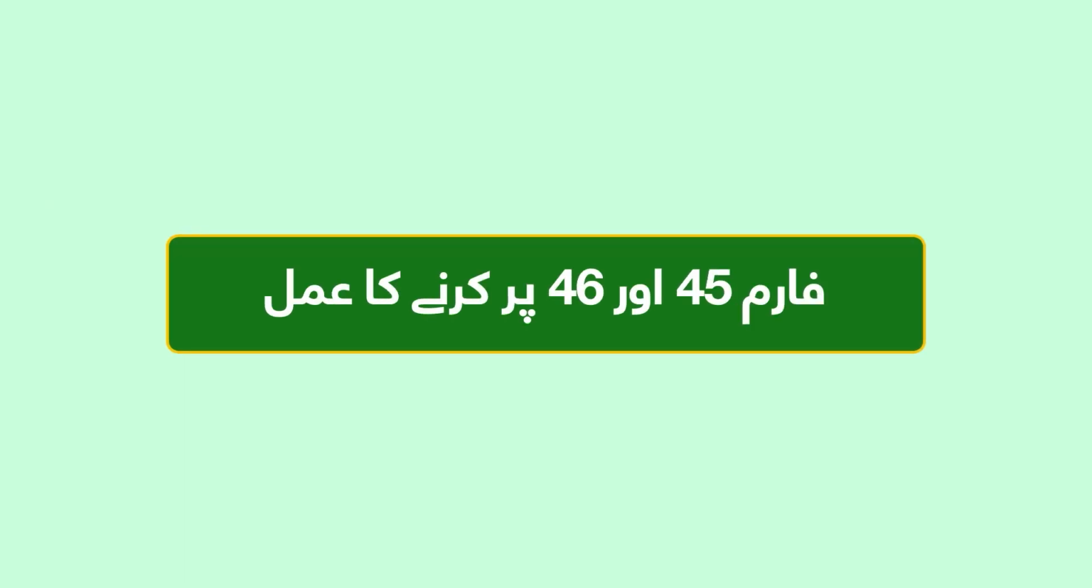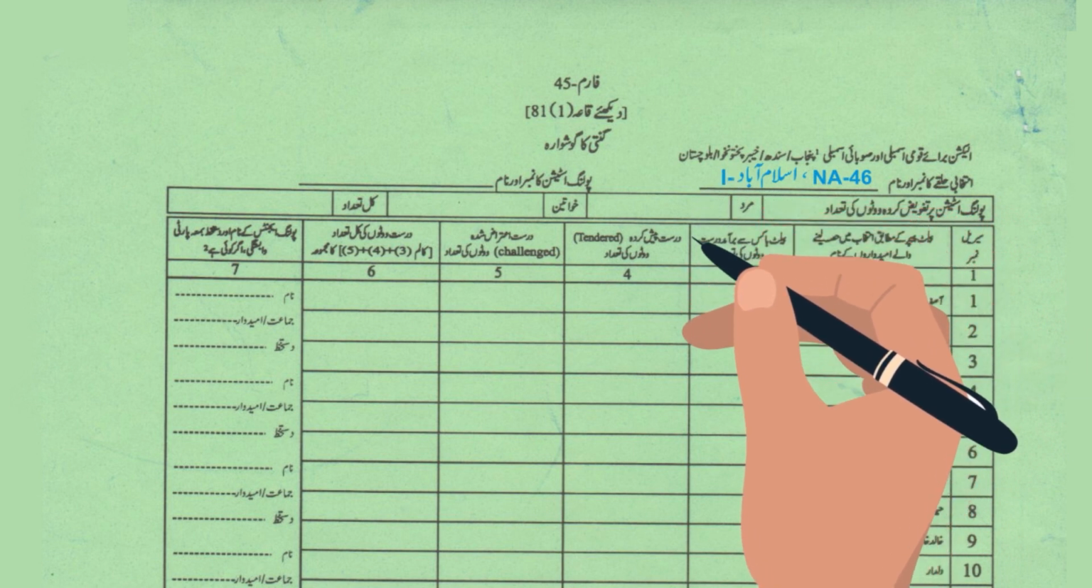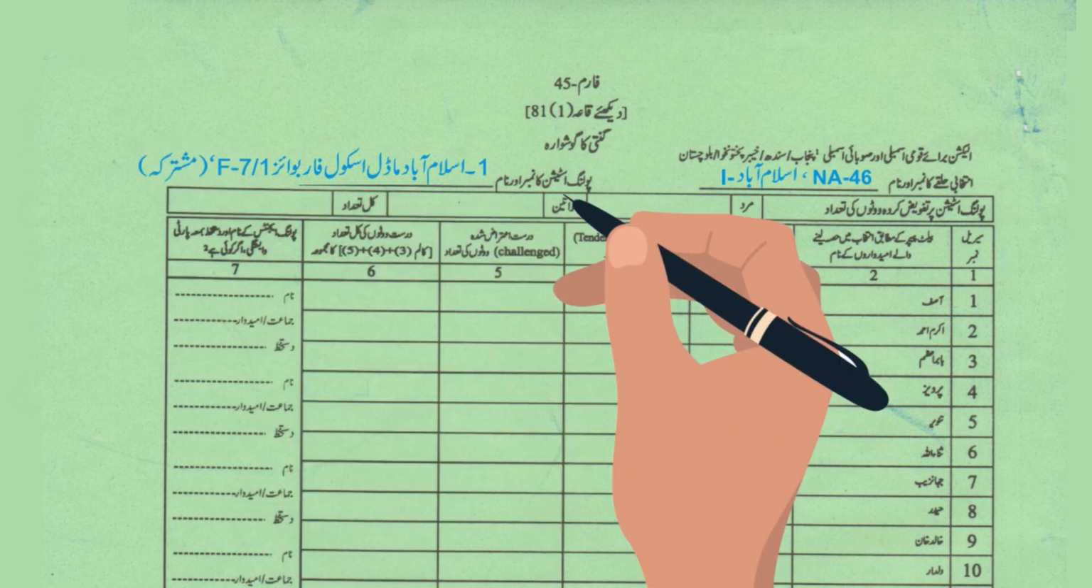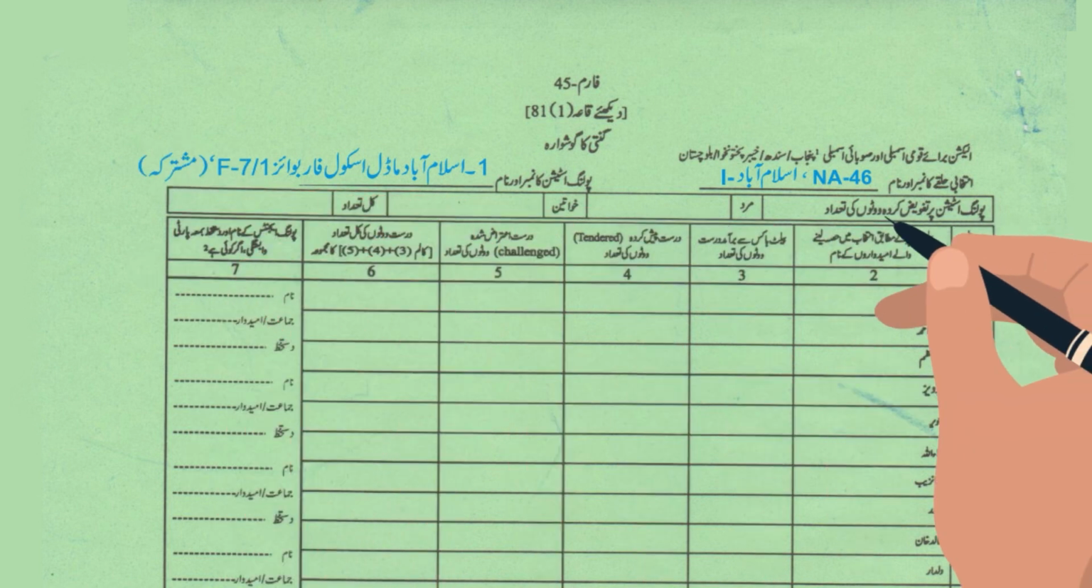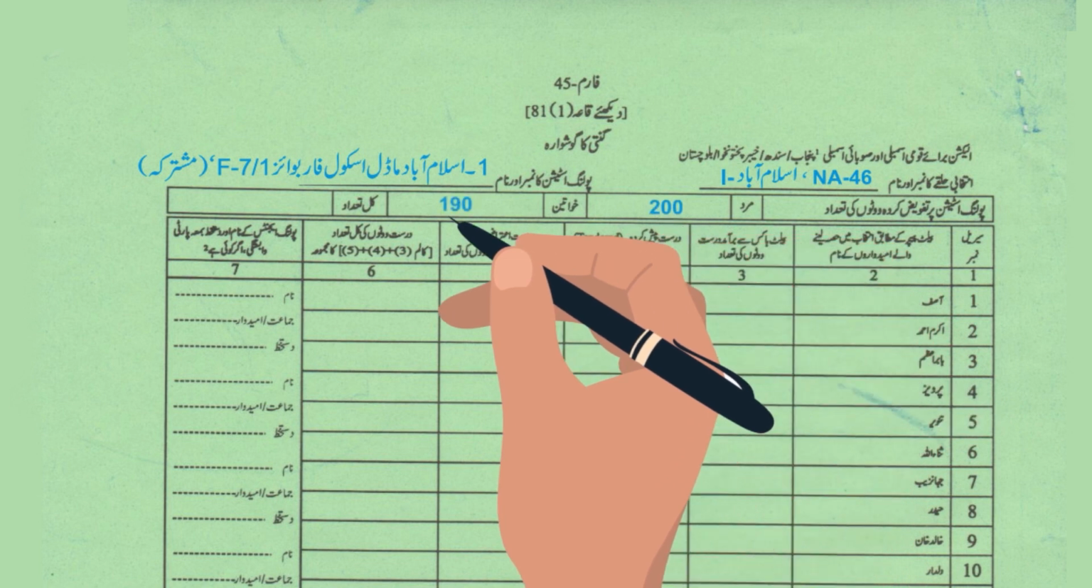Form 45 should be prepared as per the following instructions. Write down the name and number of the election constituency in the blank space provided on top. Then write down the name and number of the polling station. Enter the number of male, female and total voters allocated to the polling station.